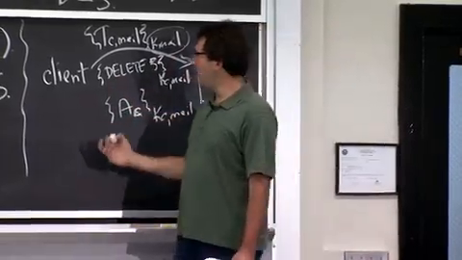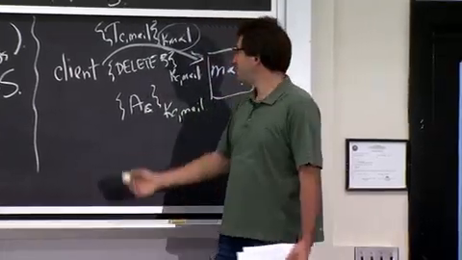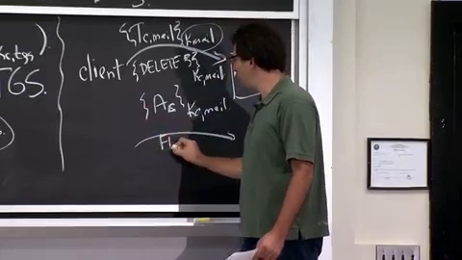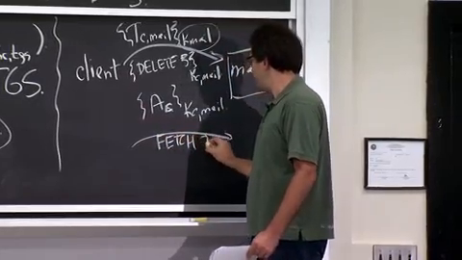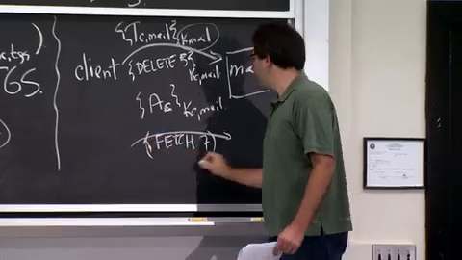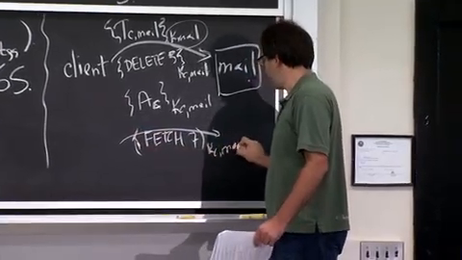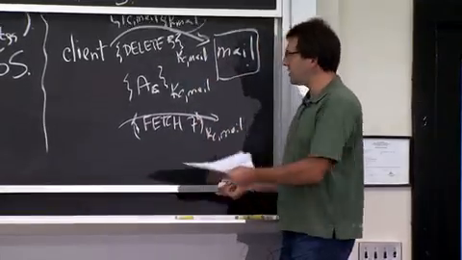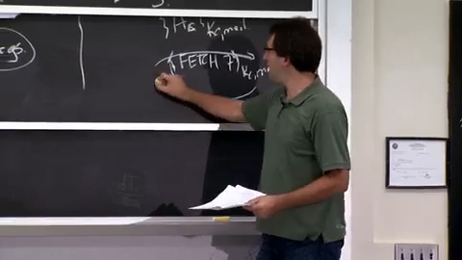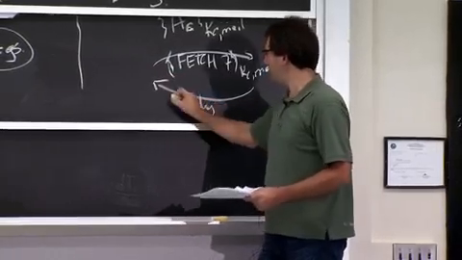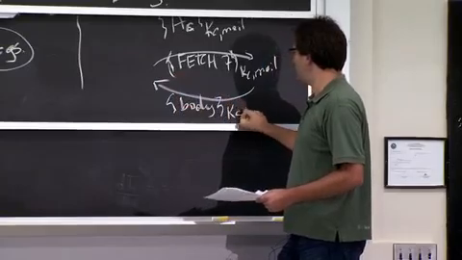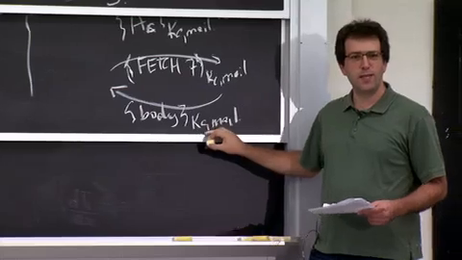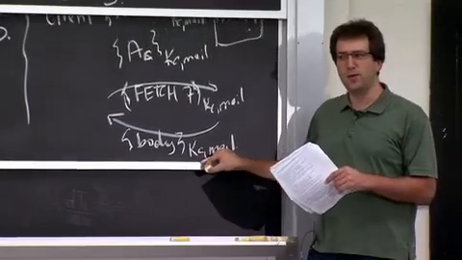So suppose that the client issues a request to fetch a particular message. So maybe I say, fetch the message 7. And I encrypt this thing with KC mail. That seems all great. The mail server has the shared key. It's going to decrypt this message, and it's going to send me back the body of this email message, also encrypted with KC mail. Does anyone see a problem with this? Why is this potentially a bad thing to do?